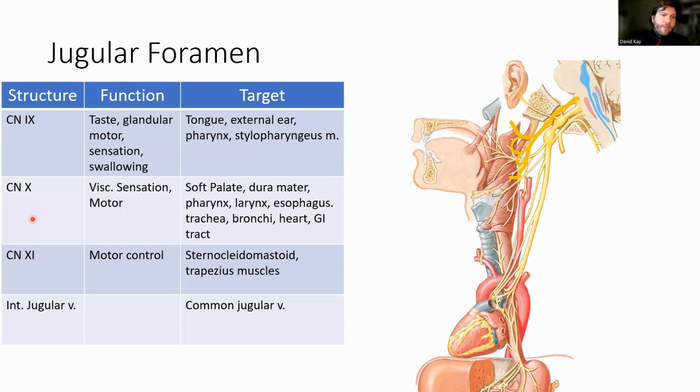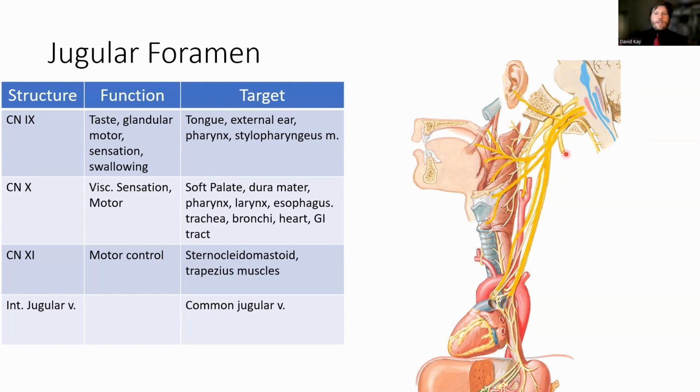Additionally, we have the vagus nerve, which is the overachieving nerve that we all kind of hate. So it's true. The vagus nerve comes through and provides a ton of visceral sensation and motor sensation for a ton of structures, literally from your dura mater to your guts.